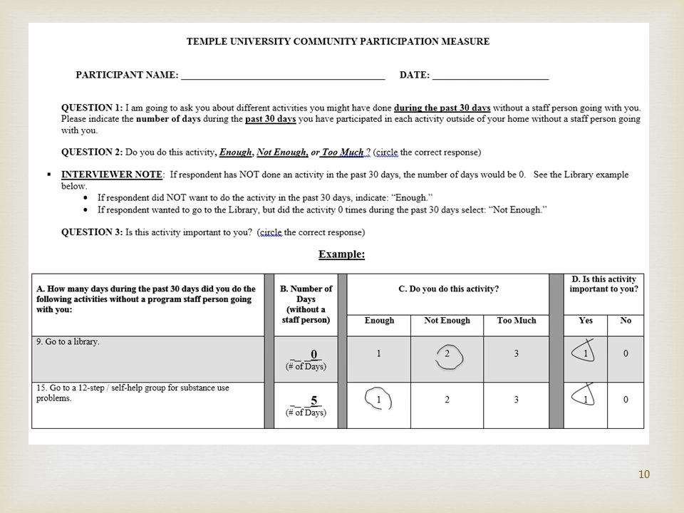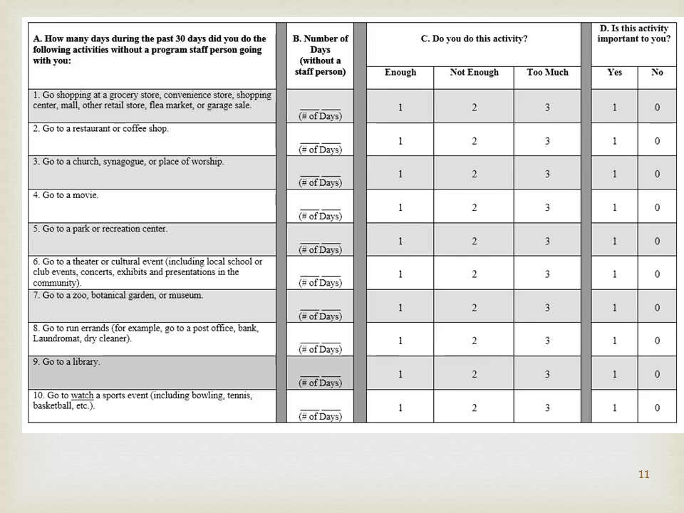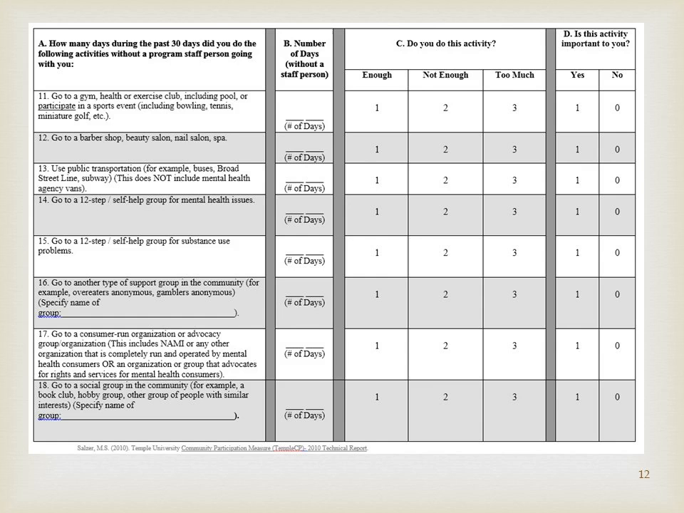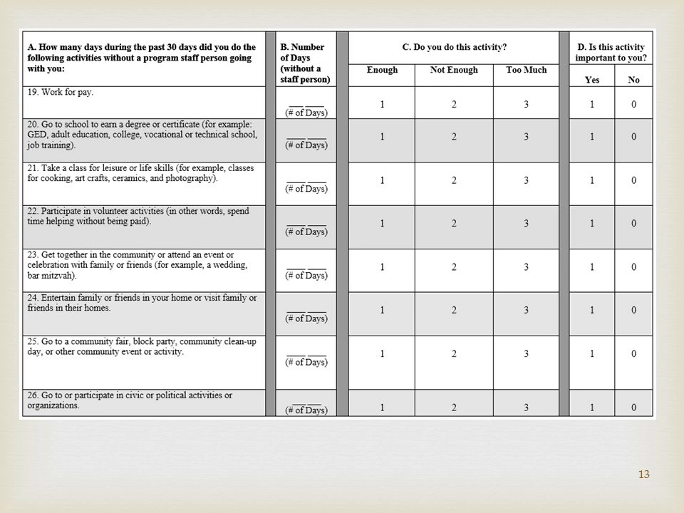But I've provided a couple pages of it here in which a counselor can sit down, a peer counselor, a clinician, a case manager, and work through the following form, in each instance asking, how many times during the last 30 days have you participated in the following activities? Do you do this activity enough or not enough or too much for yourself? And is this activity important to you? If you go through the scale, you can see we're asking about grocery shopping and religious participation in movies and recreational programs and running errands and going to the library, and a whole wide range of activities that engage people in community life and give them the opportunity to be with other people.